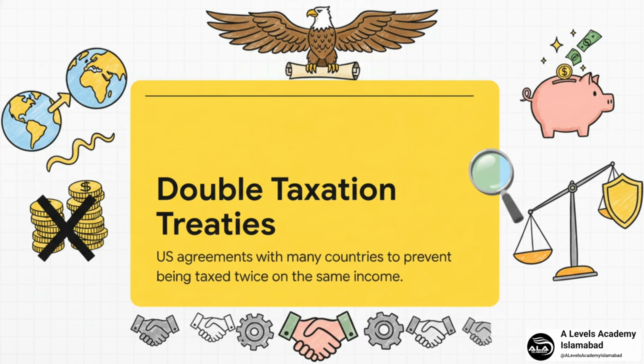Probably the single most important concept you need to wrap your head around is something called a double taxation treaty. It sounds complicated, but it's basically a formal deal the US makes with other countries to stop you from facing a really, really expensive problem.